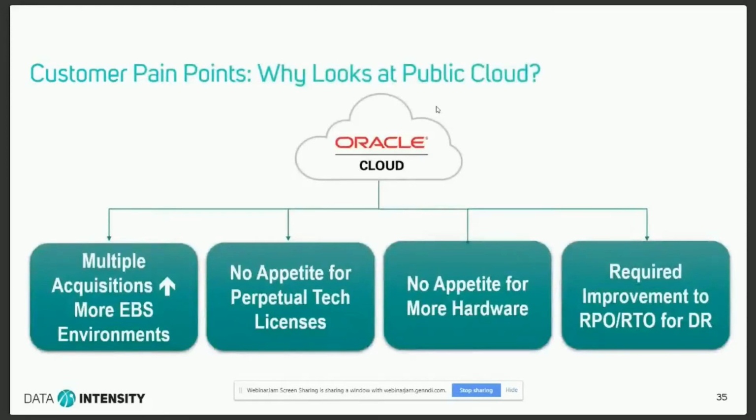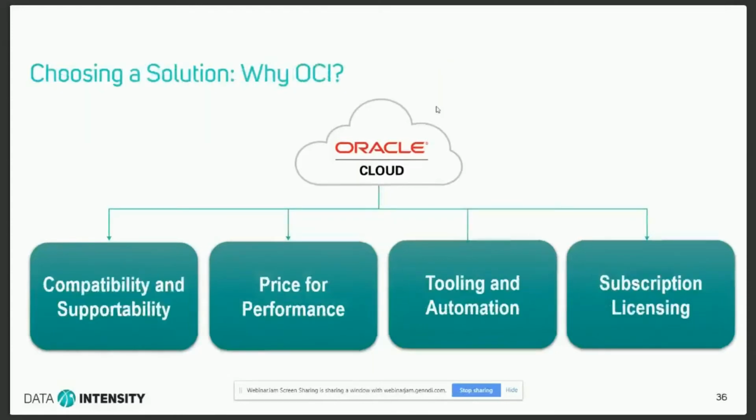So the pain points were really around requirement for additional eBusiness Suite environments. They didn't want to buy more technology licensing as the world is going towards a SaaS and subscription type model. They didn't want to invest in hardware, and they really needed to get a significant improvement to their recovery point and recovery time objectives for the disaster recovery.